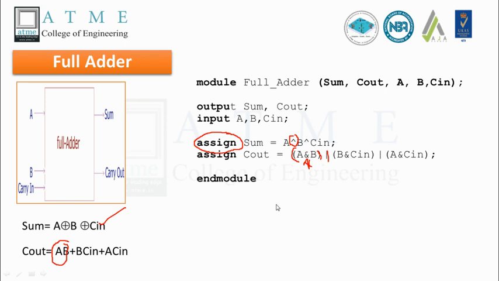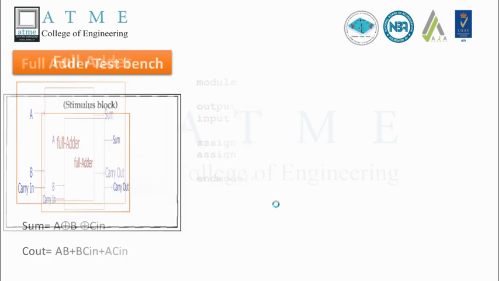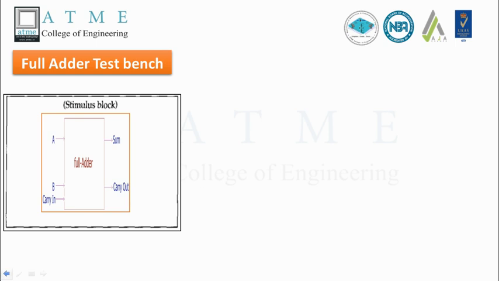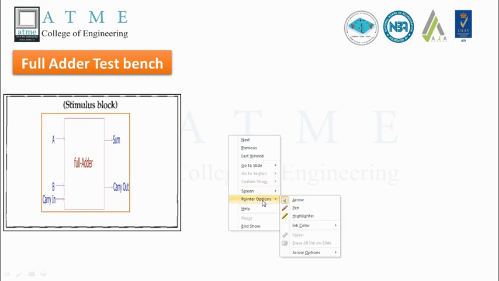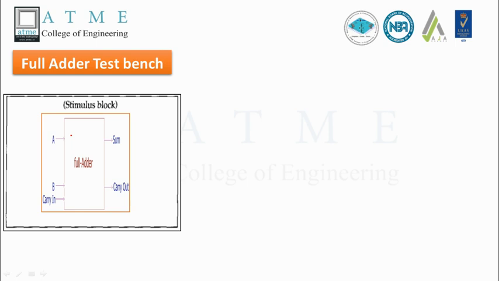Now we look into the test bench to simulate this full adder. A test bench is nothing but a stimulus block which provides the necessary input signals and also records the output. So let us consider the stimulus block as a main block, or a top level block, to which I will instantiate the full adder model, and I will make an interconnection between the stimulus block and the full adder block. I will generate the necessary combination of inputs for the full adder, and I will check the response of the full adder.